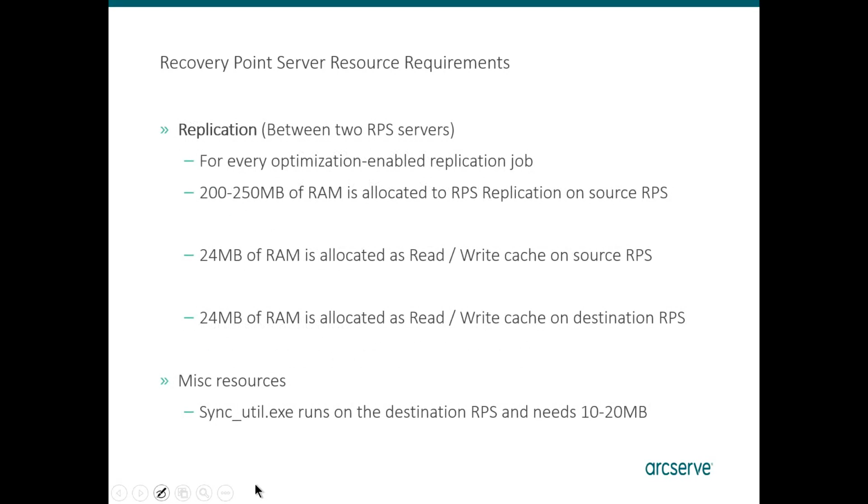Also, replication between RPSs requires resources to optimize this process, 200 to 250 megs of RAM. Also, each stream that is actually operating requires additional resources, 24 megs of RAM, depending on whether it's a single console or whichever is doing the read or write performance. Lastly, we have a sync utility that runs also on the destination server. The destination RPS just needs an additional 10 to 20 megs.